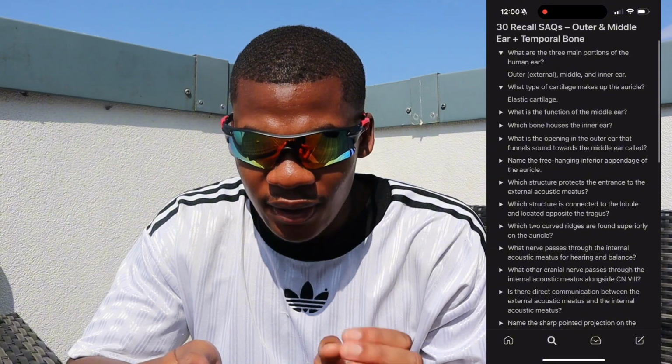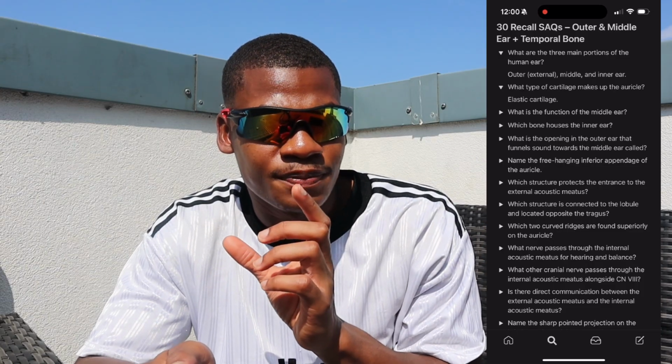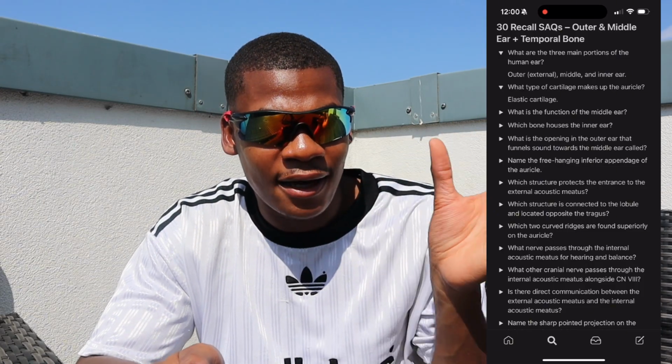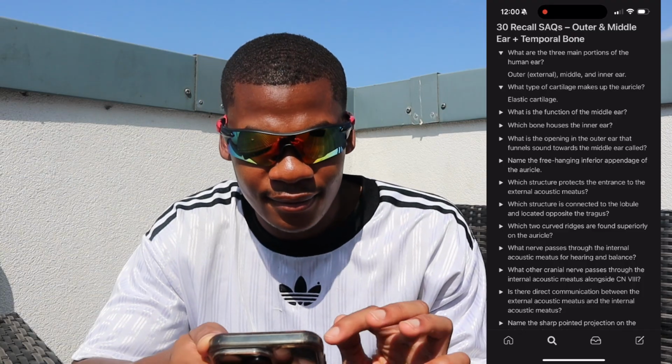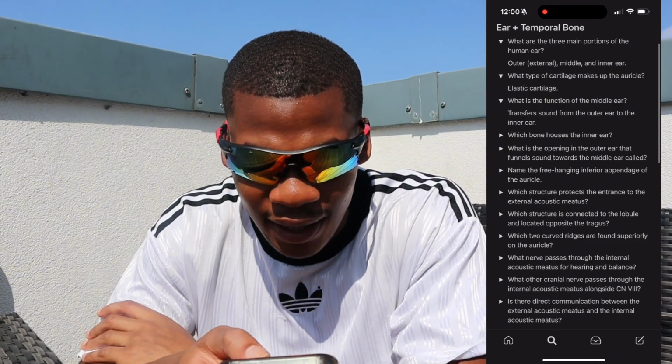What is the function of the middle ear? So the middle ear helps to transfer sound from the outer ear to the inner ear. Transfer sound from the outer ear. Oh, okay, Jordan. Which bone houses the inner ear?